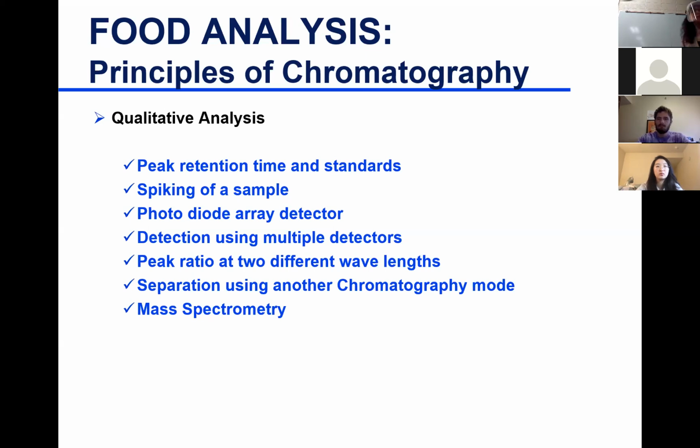Separation using another chromatographic mode. That means 2D chromatography or 3D chromatography. And I'll give you an example at the end of the HPLC lecture on that, where oftentimes we need to do this, especially in protein separations. So sometimes you have two proteins with the same molecular weight, but different charge. So if I use size exclusion, I might not be able to separate these two. I might separate them from a third protein that has a different molecular weight.